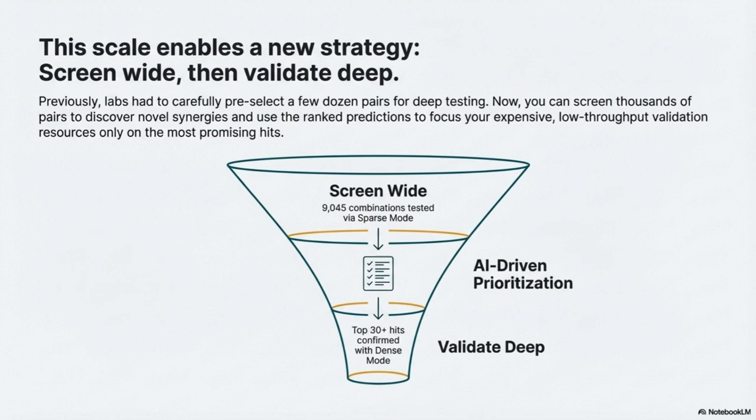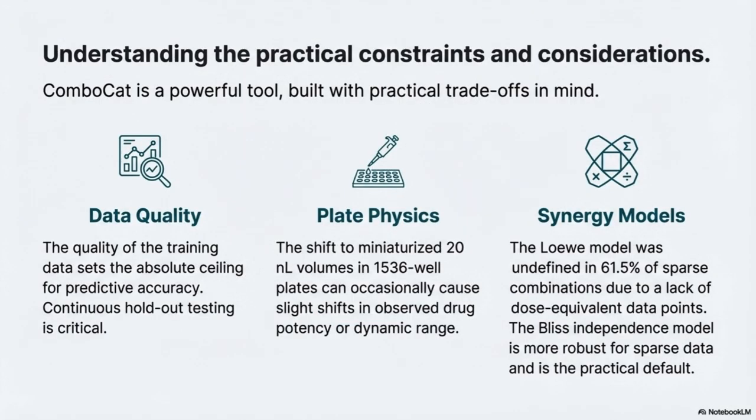They rescreened 40 combinations, the top 30 hits from Sparse Mode, plus 10 random ones, and they confirmed that the vast majority of those top-ranked pairs showed strong synergy when they retested them in the full reference quality dense mode. So the predictions actually held up. They held up under scrutiny, yes. Which brings us to the payoff. What does this level of verified scale actually enable in the real world?